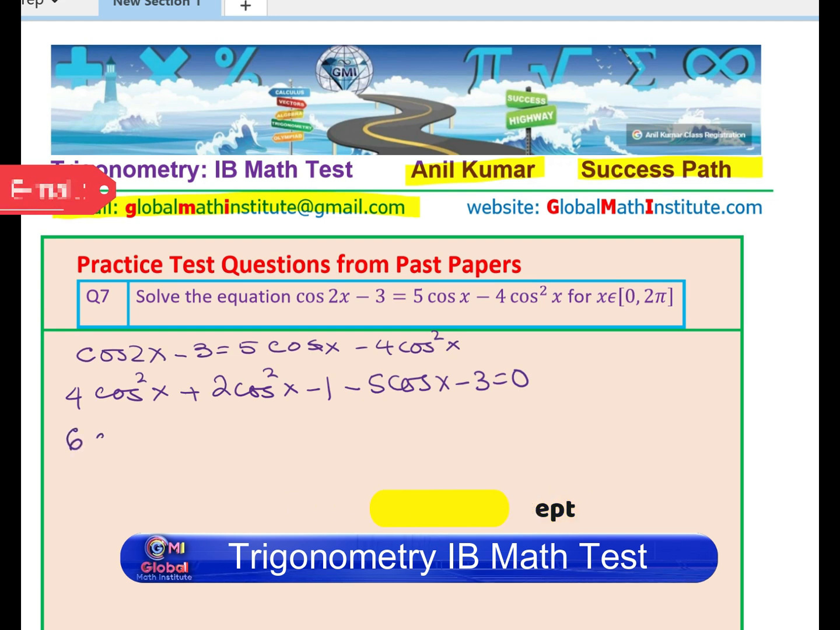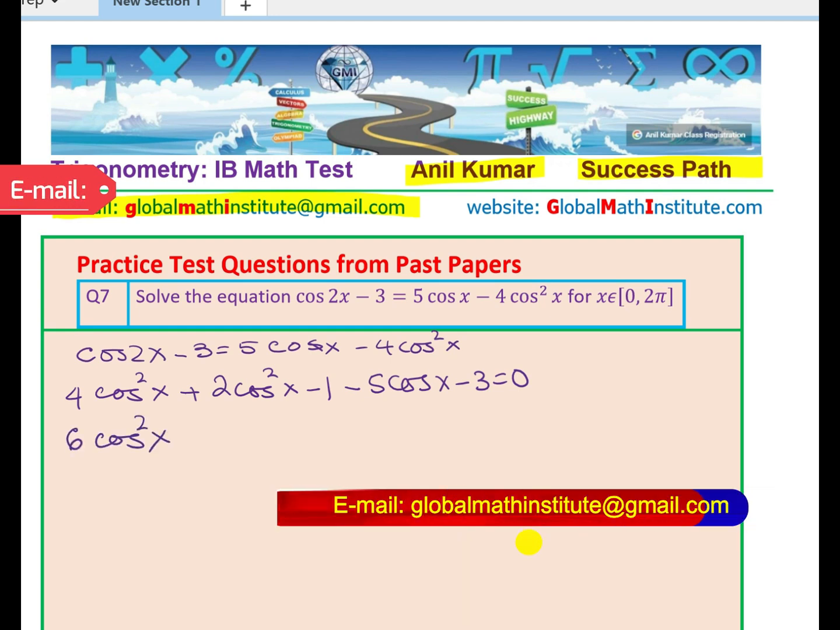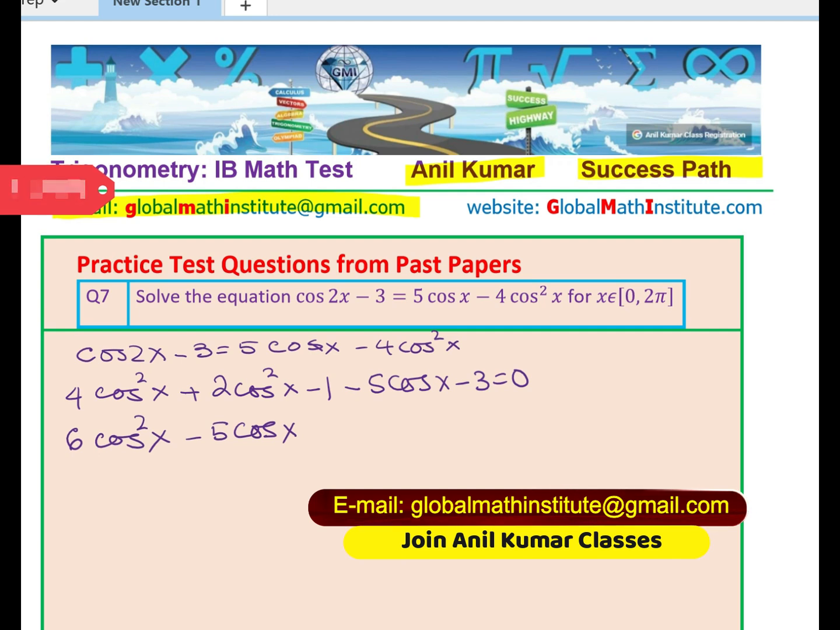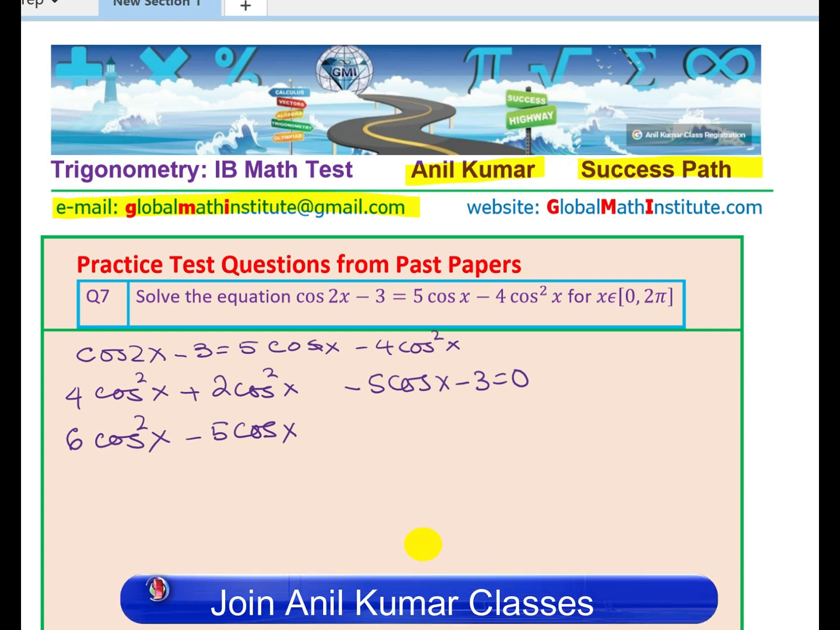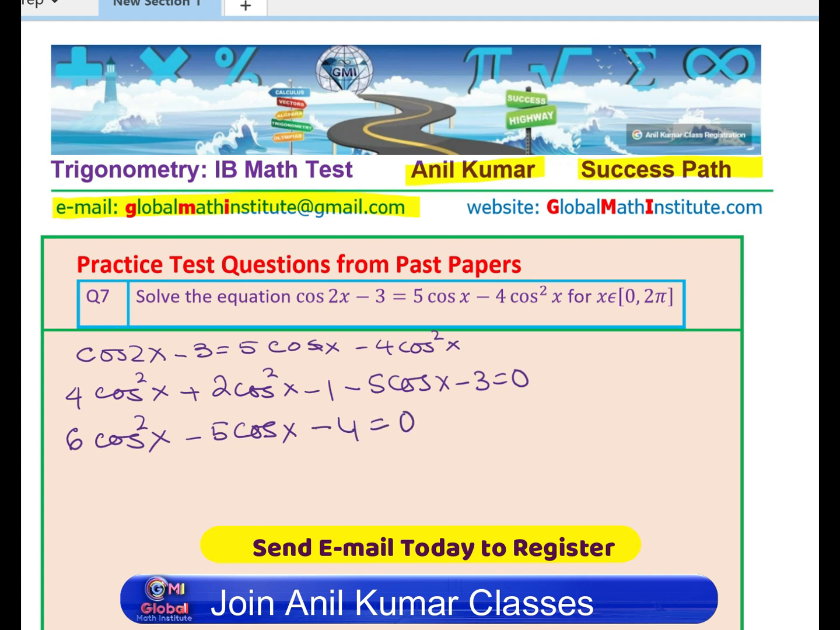Combining the terms, we get 6 cos squared x minus 5 cos x minus 3, where from this minus 1 comes. Well, minus 1 is not there, right? Okay, so cos minus 1 was there because we expanded cos 2x, correct. So minus 3 minus 1 is minus 4 equals to 0.